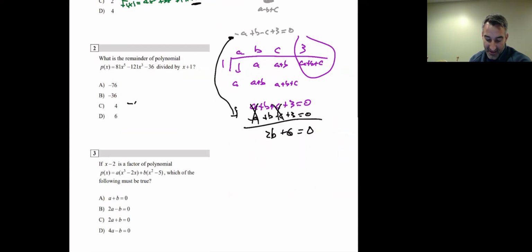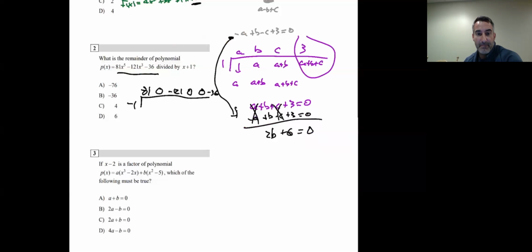Number 2: what's the remainder of the polynomial if it's divided? So I would do synthetic here. Now, remember synthetic. I've got 81 x to the 5th, 0 x to the 4th, -121 x to the 3rd, 0 x squared, 0 x, minus 36. Then just do synthetic. What makes people miss this is they forget the zeros, because you need a 0 for x to the 4th, x squared, and the x term.